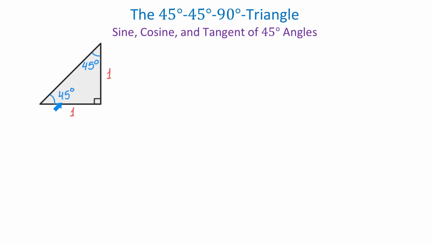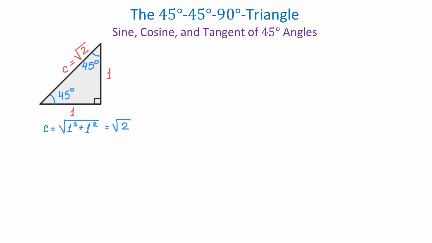Now, once we have these two sides, we can find the hypotenuse by applying the Pythagorean theorem. Let's call the hypotenuse C. Then C equals the square root of one side squared plus another side squared. And the square root of 1 squared plus 1 squared equals the square root of 2. So we just found the hypotenuse, and the hypotenuse is square root of 2.